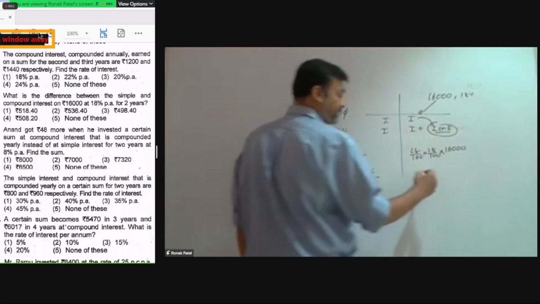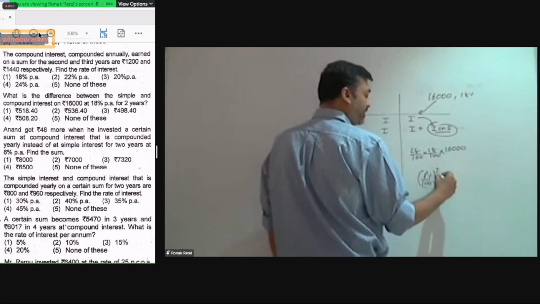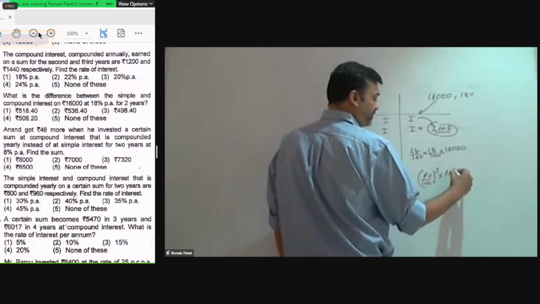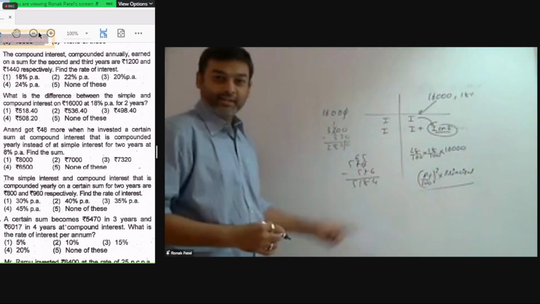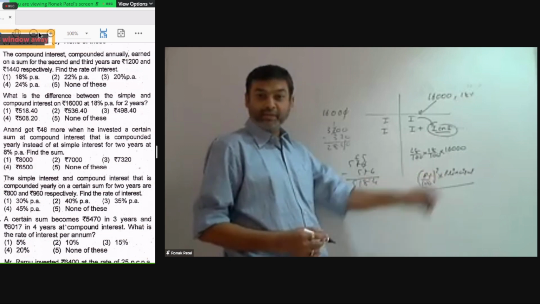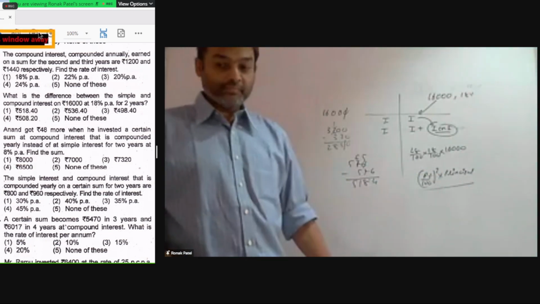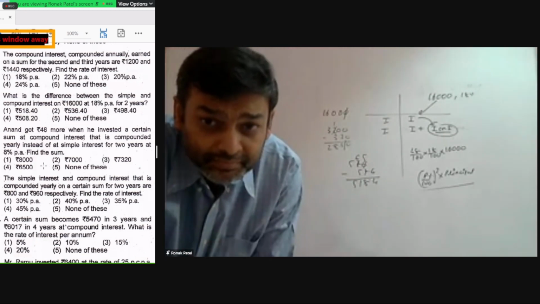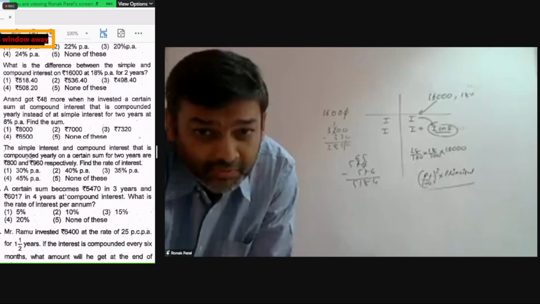Or remember this equation: percentage upon 100 squared, into principal. This is the answer. Just as I gave initially, the difference between simple and compound interest is percentage upon 100 squared into principal. Are you clear up to here? Everybody? Yes, sir. Right. I'll find out some differences if possible.